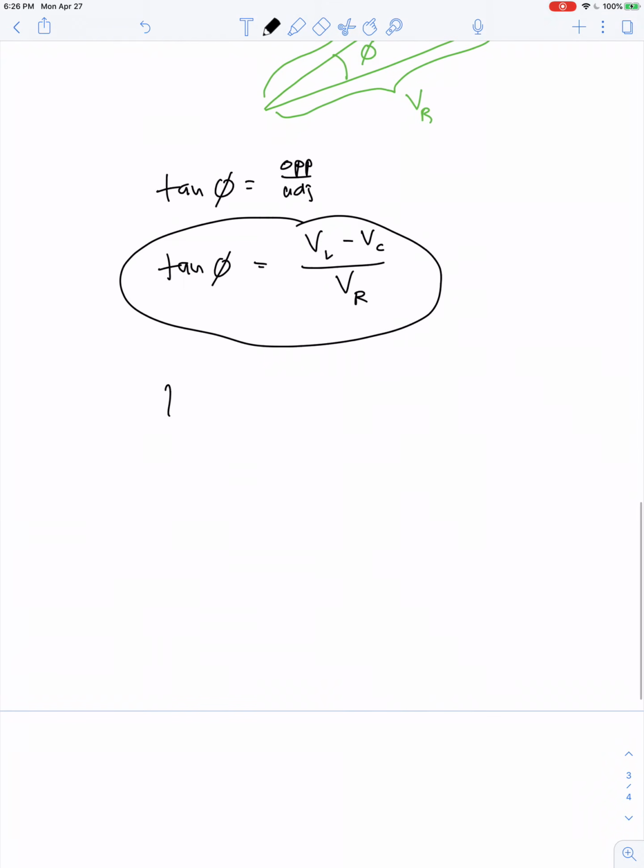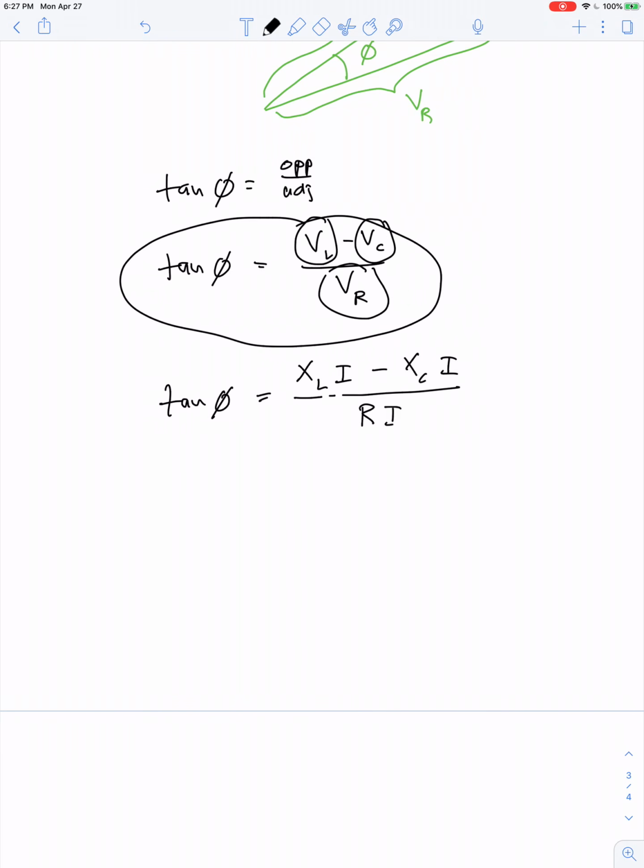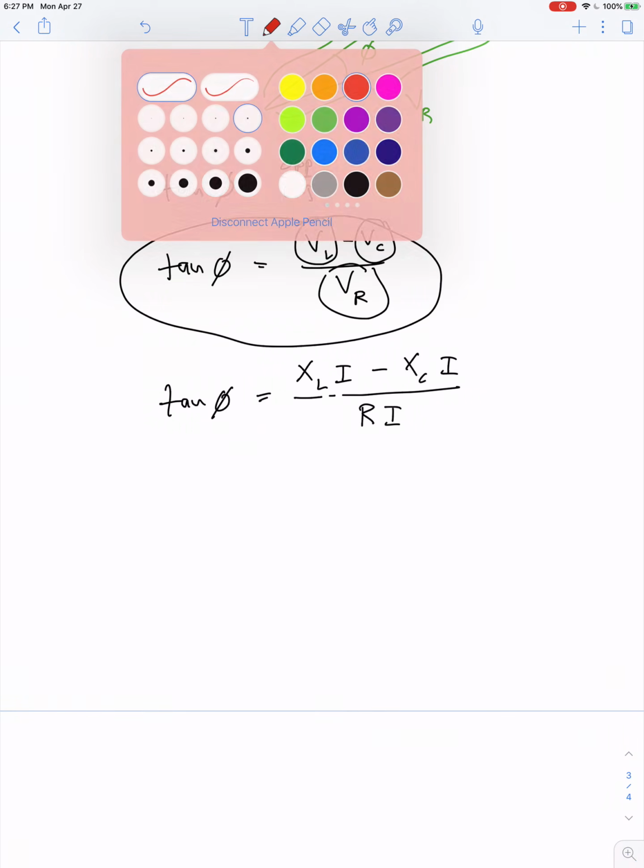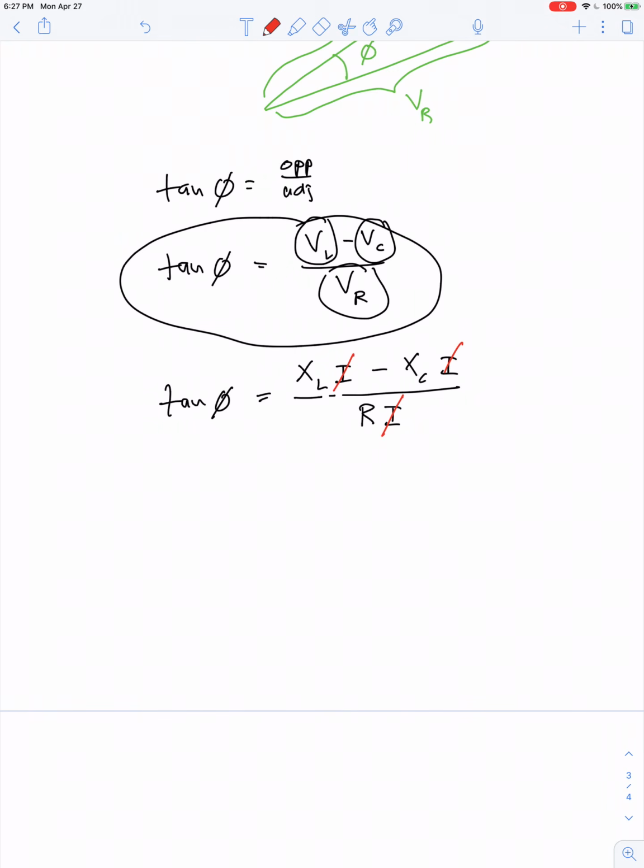Or we can make a substitution. Tangent of the phase angle is equal to voltage, maximum voltage across an inductor is inductive reactance times current. Maximum voltage across a capacitor is capacitive reactance times maximum current. And maximum voltage across a resistor is resistance times the maximum current. So we can just divide out the max current in numerator and denominator, and then it's just as well to say tangent of the phase angle is equal to inductive reactance minus capacitive reactance divided by resistance.